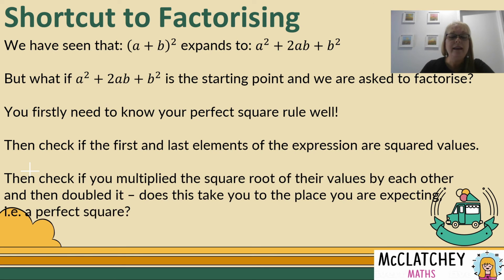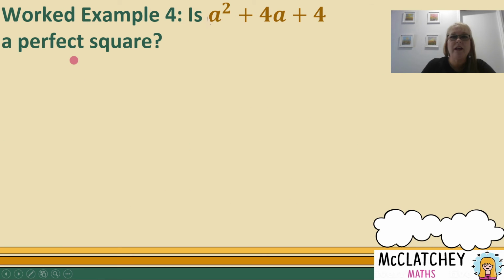So knowing your square numbers as well is really important to give you that clue that you're looking at perfect squares. So then what you need to do is check that if you multiplied the square roots of these numbers by each other and doubled it, would that get you here? Now that sounds a little bit confusing. We're going to try this with an example and you'll see more of what I mean. So first we're going to ask ourselves, is this a perfect square?